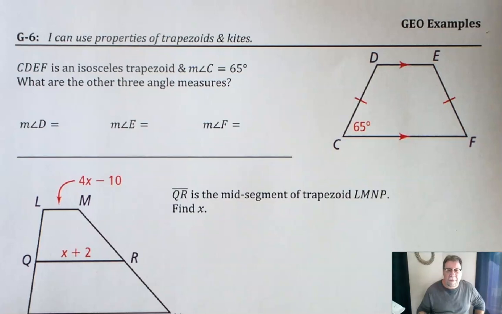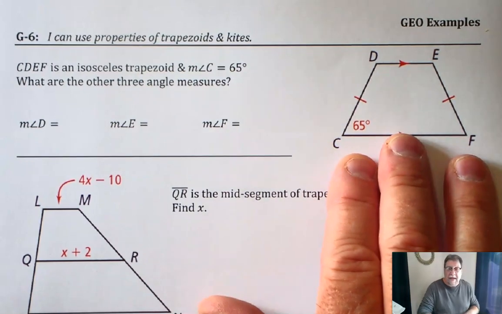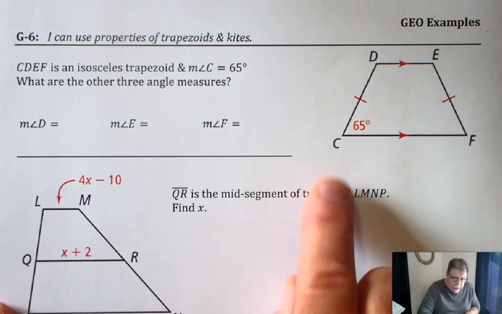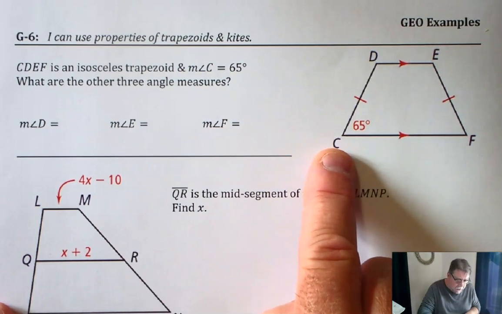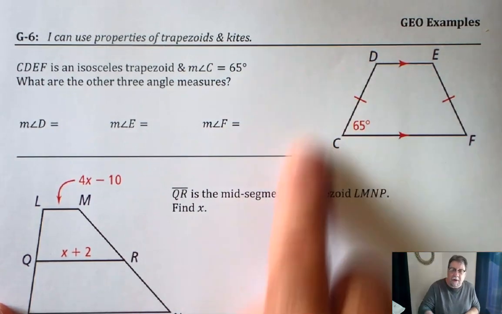Okay, let's take a look at a couple of examples from section G6, looking at trapezoids and kites. Here we have a trapezoid. Actually, we have an isosceles trapezoid. Angle C is 65 degrees. What are the measures of the other three angles?